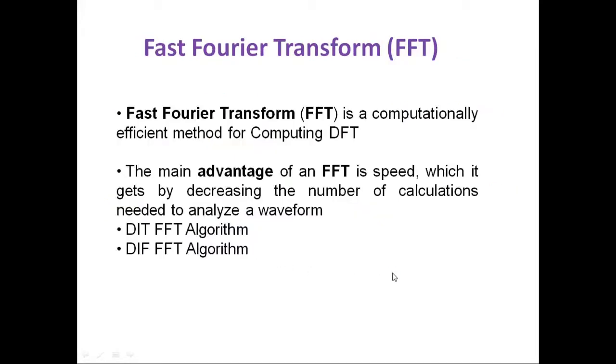In order to compute the DFT effectively, we go for the fast Fourier transform. Fast Fourier transform is a computationally efficient method for computing the DFT. Here we make use of the symmetry and periodicity properties to reduce the number of computations, thereby increasing the speed. This is done by decreasing the number of calculations needed to analyze a waveform. There are two algorithms for FFT: the decimation in time FFT algorithm and the decimation in frequency FFT algorithm.